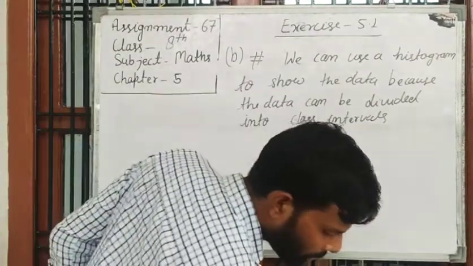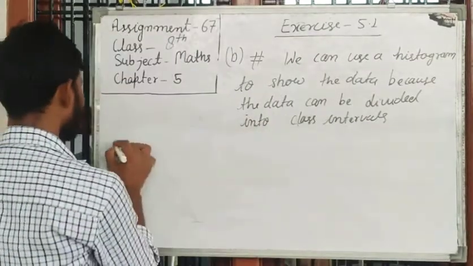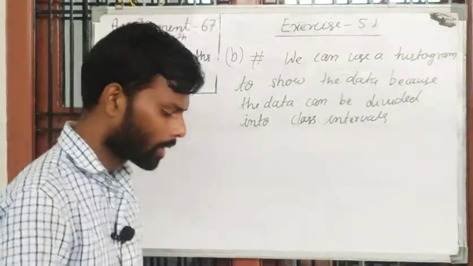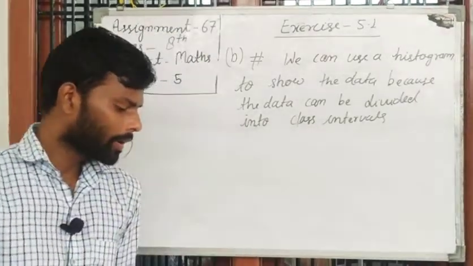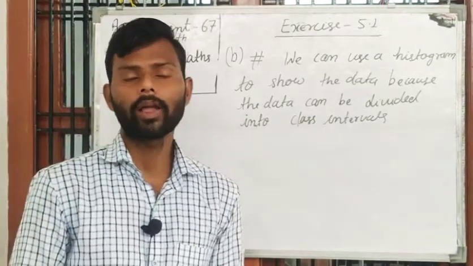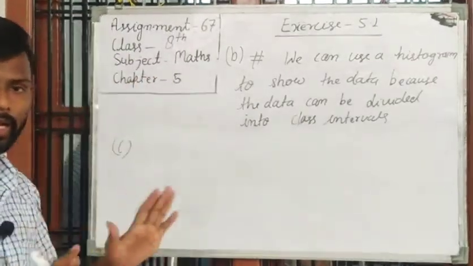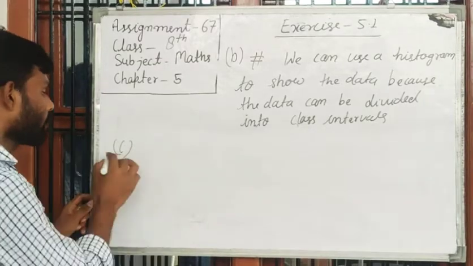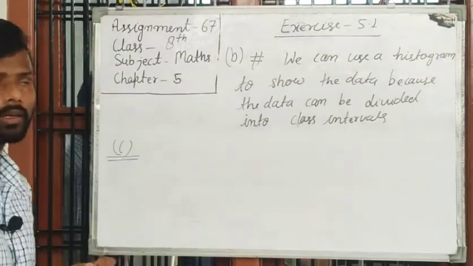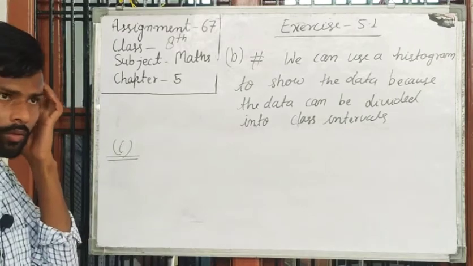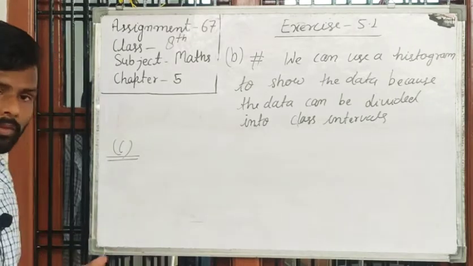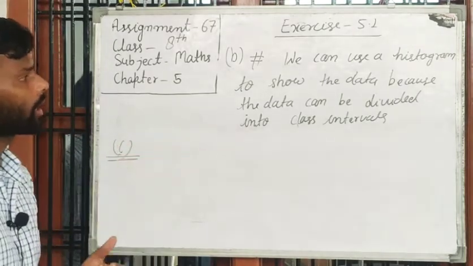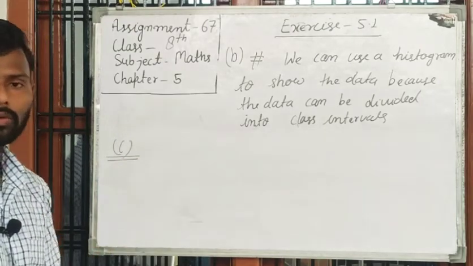And problem number C. The number of cassettes produced by 5 companies. We cannot divide these data into class intervals. For problem number C, we cannot divide these data into class intervals, so we cannot use a histogram to show this data.